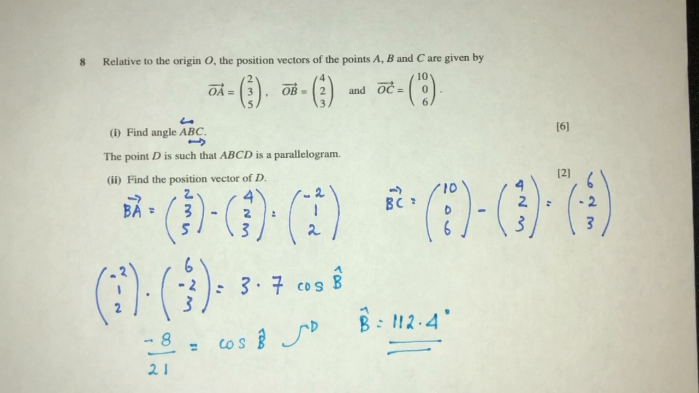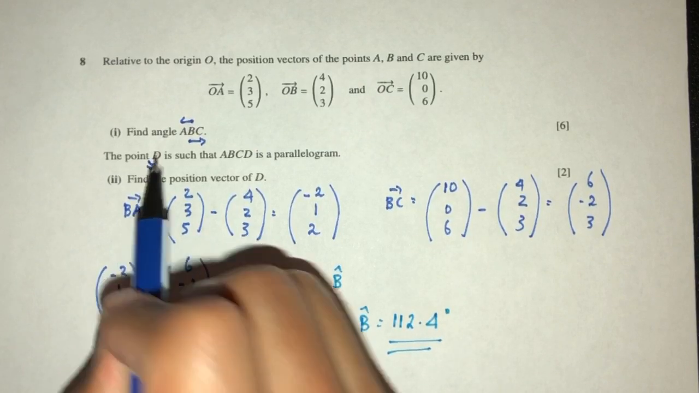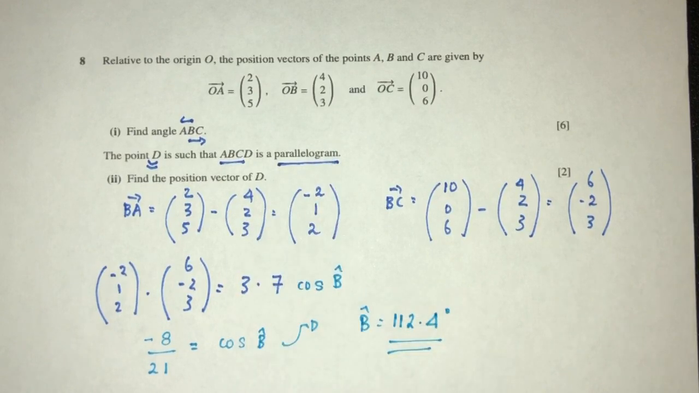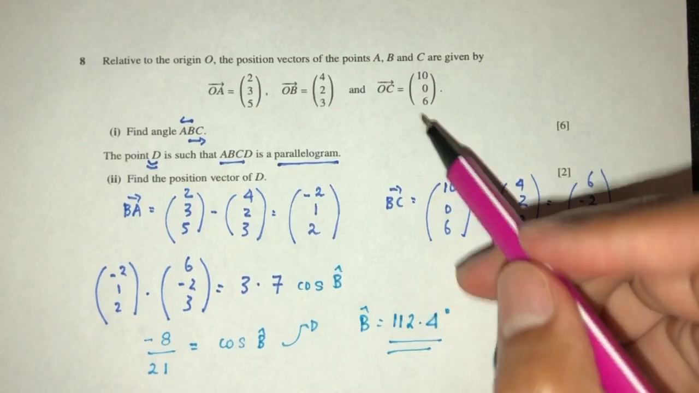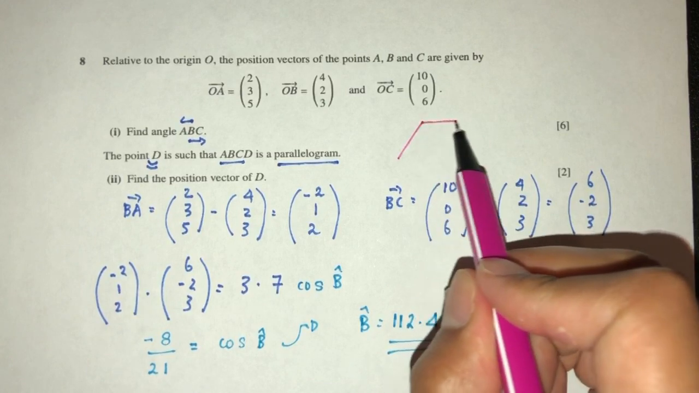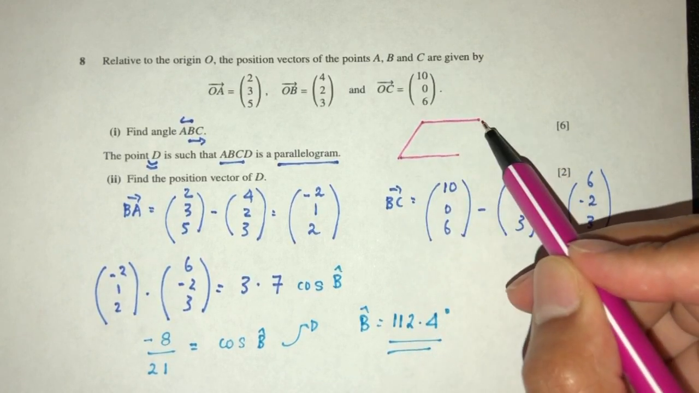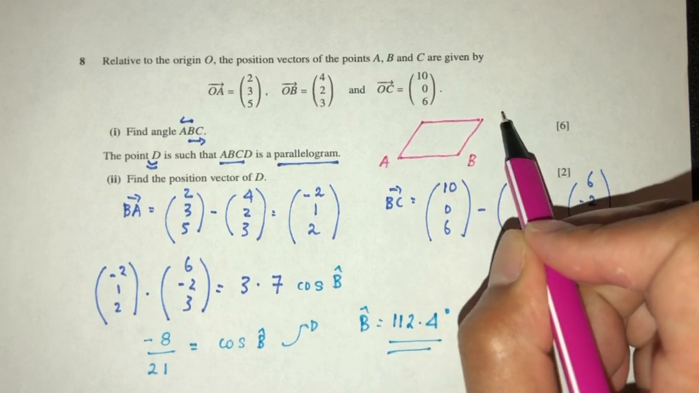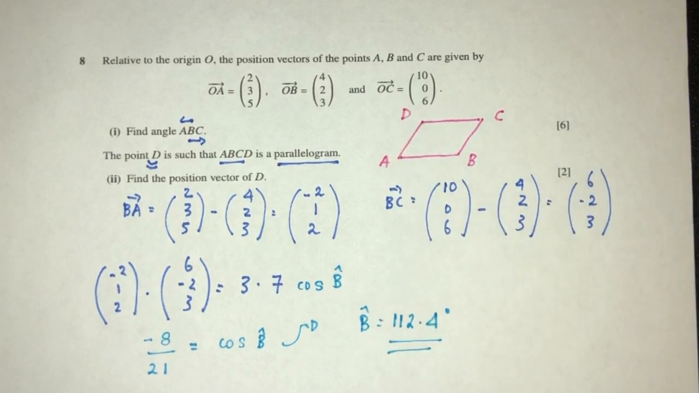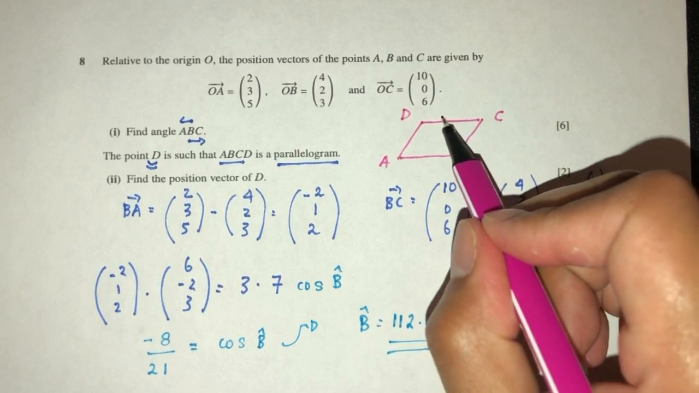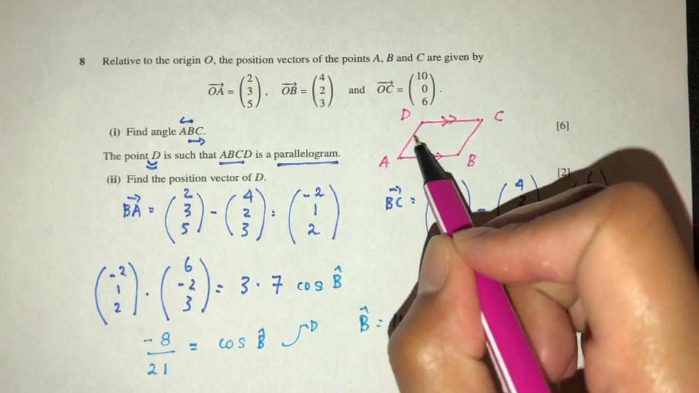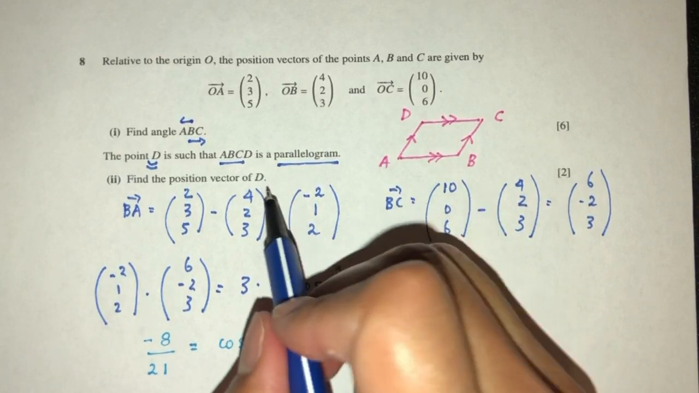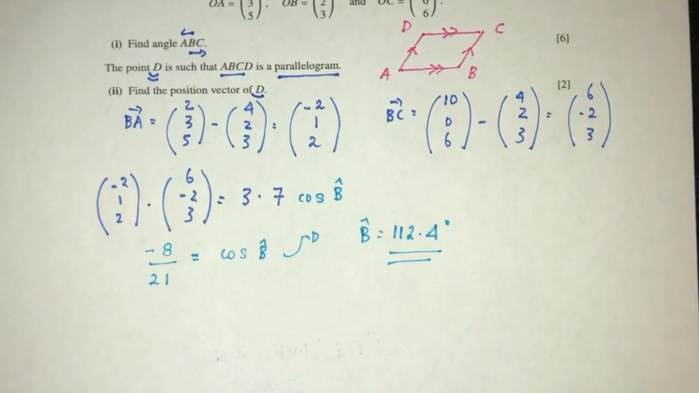Now, we have a point D, it is such that ABCD is a parallelogram. So, if you guys know the shape already, it is something like this, right? Okay, let's say this is A, B, C, and D. For example, these two sides have the same direction, and these two sides have the same direction. Now we have to find the position vector of D, which is the value of OD.